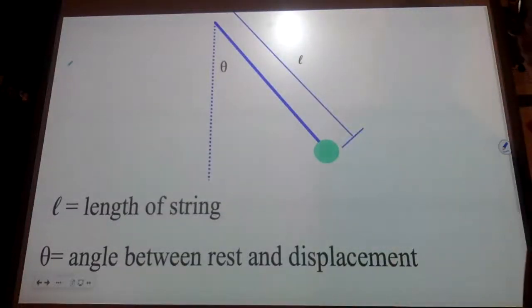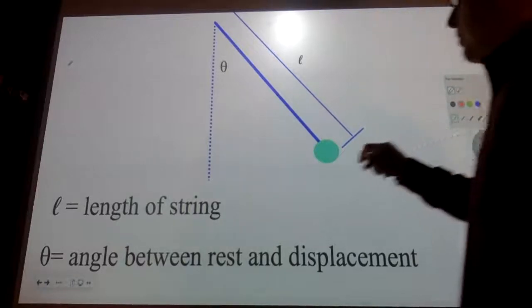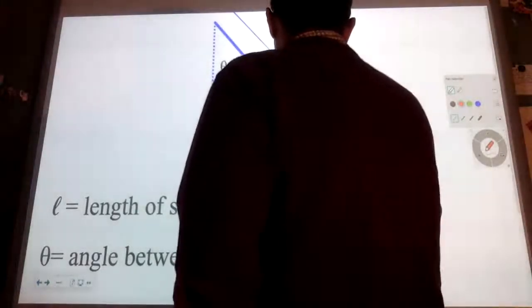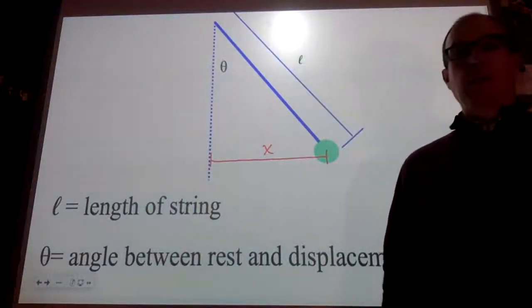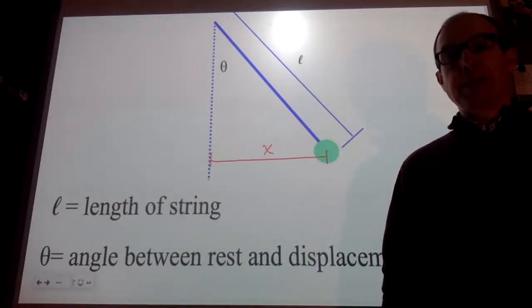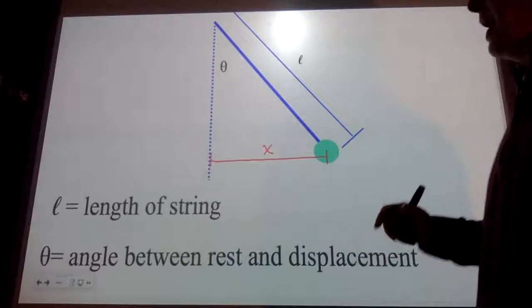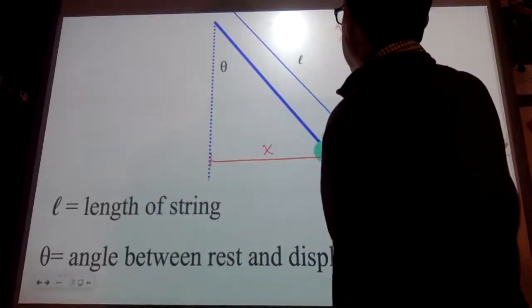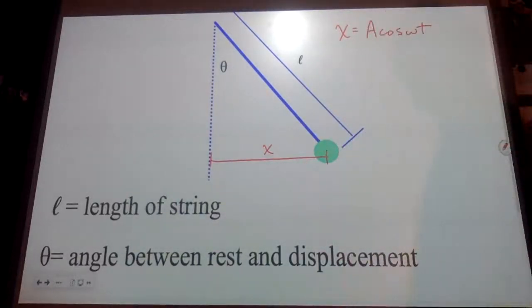All right, so here is a picture of what this looks like. And we have theta, we have L. I'm going to draw in a couple other things for us. I'm going to call this X. And the motion of the pendulum back and forth is going to be sinusoidal. So I can represent the motion of this back and forth as X equals A cosine omega t.